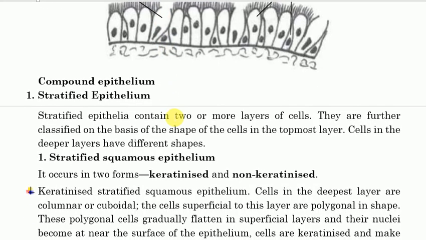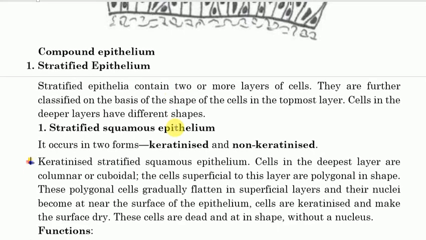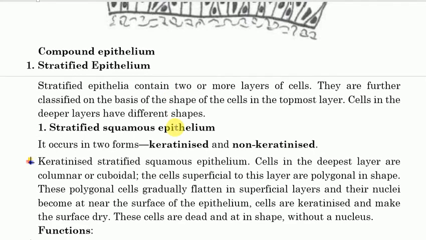Now let's jump to compound epithelium, or stratified epithelium. In compound epithelium, first we have stratified epithelium. And even in stratified epithelium, we can classify them according to shape. Stratified epithelium contains two or more layers of cells. They are further classified on the basis of the shape of the cell in the topmost layer. Remember, we are classifying stratified epithelium on the basis of the cell in the topmost layer. Cells in the deeper layer have different shapes. Unaweza kukuta juu ni squamous, lakini kule chini ni cuboidal au ni columnar.